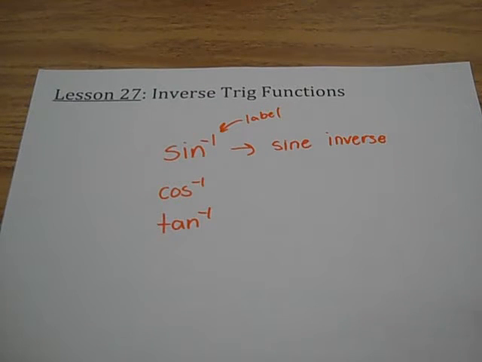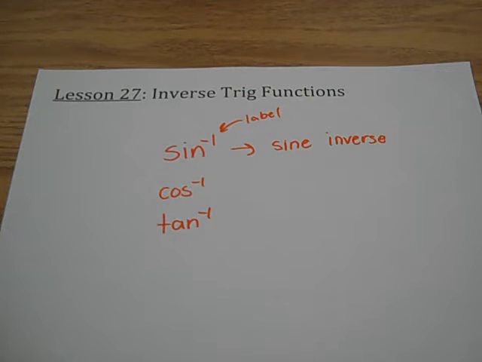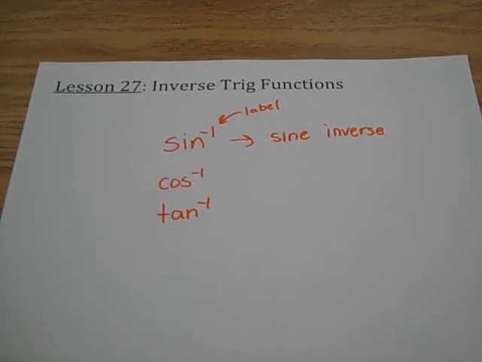I said that inverse means opposite. What these functions are going to do is they're going to undo the regular sine, cosine, and tangent functions so that we can find out what the measure of an angle is. And that's going to be a lot clearer when we do a couple examples. So let's do that now.